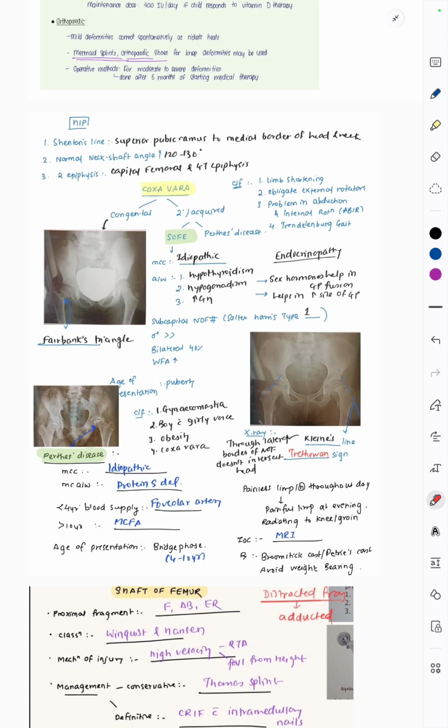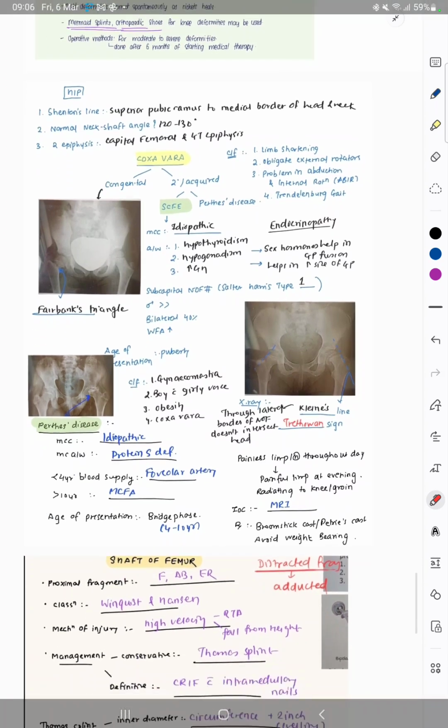Now, Perthes disease. The most common cause is idiopathic, associated with protein C deficiency. Less than 4 years, the blood supply is by the foveal artery, while more than 10 years, the blood supply to the head or the capital region is via the medial circumflex femoral artery. And Perthes disease generally affects 4 to 10 years.